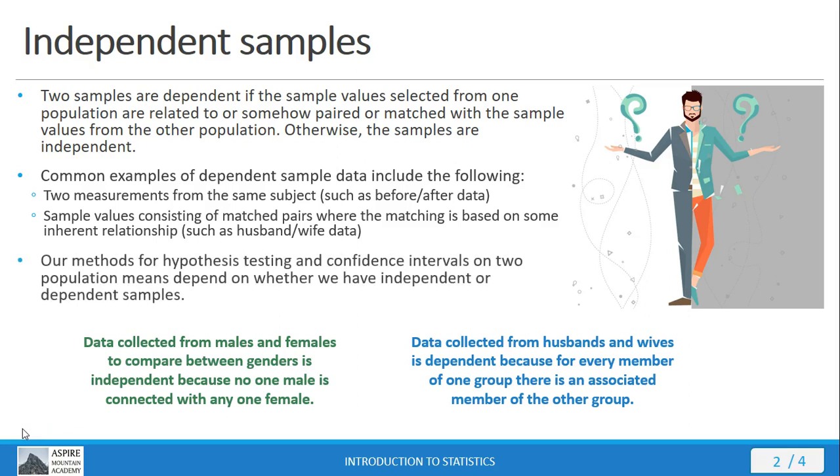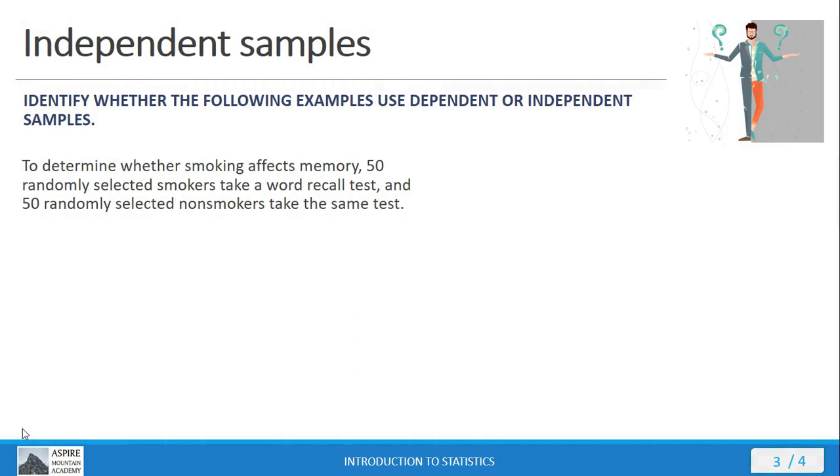Now, all of this matters because our methods for hypothesis testing and constructing confidence intervals on two population means are going to differ depending upon whether we have independent or dependent samples. So in the next several mini lectures, we're going to look at independent samples, and then we're going to tackle dependent samples. Before we rush off, though, we're going to take a little quiz, a little practice to help us get this concept down.